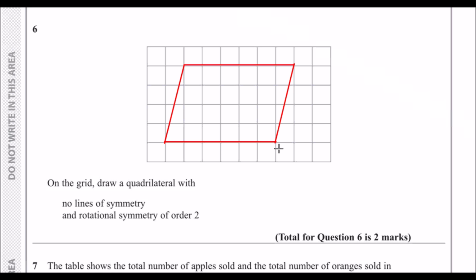So there's no lines of symmetry. And if you spun it around so it looks the same as it does now, again, if it's upside down. So 1, 2 times, it looks the same if you spin it around. So it's got a rotational symmetry of order 2.